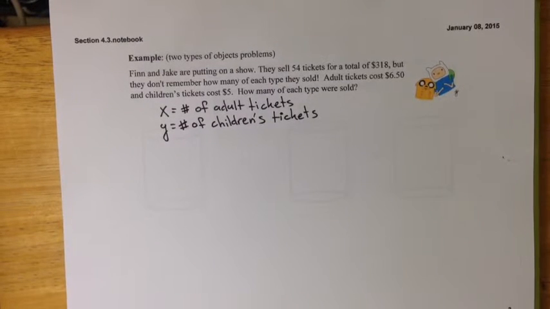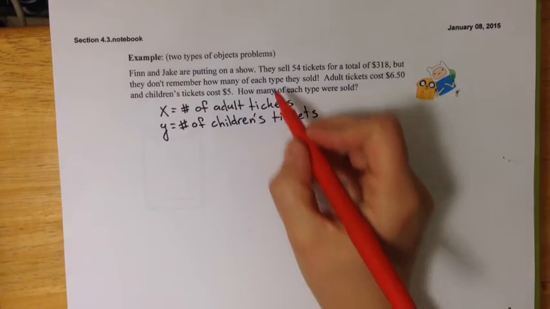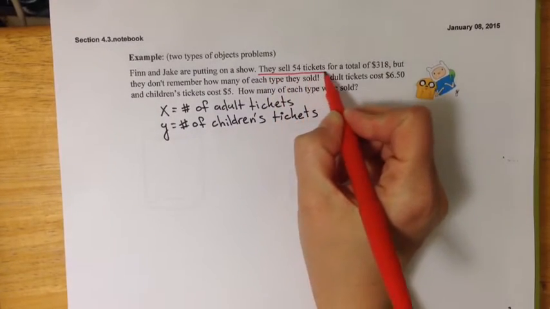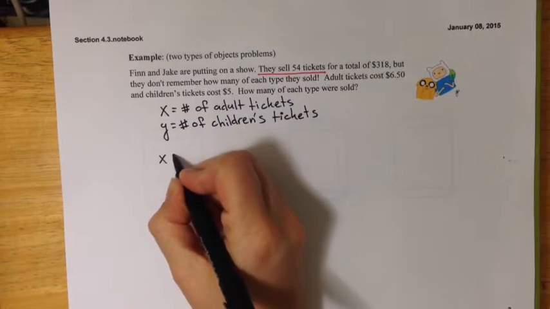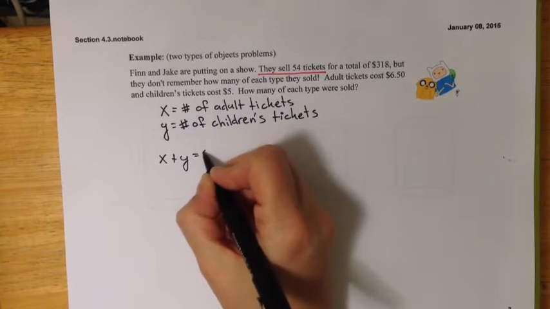The next thing to do is to start trying to write down some equations. So let's read through the problem and see what we know. They sell 54 tickets. Well, that gives me some information right there. If they sell 54 tickets altogether, that means that the number of adult tickets plus the number of children's tickets needs to equal 54. In equation terms, x plus y is 54.